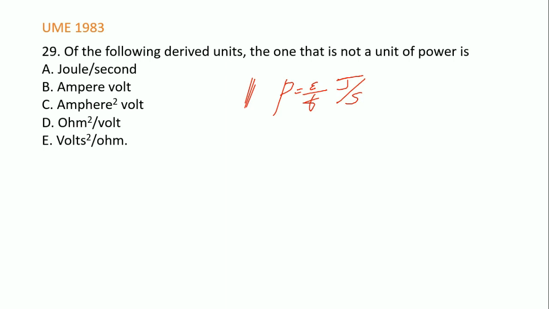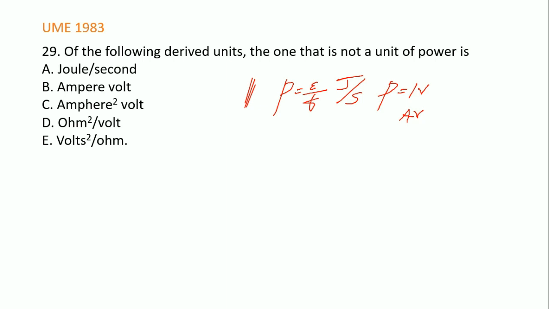Now we also know that from electrical energy, power is equal to IV. And the unit of I, which is current, is ampere, and the unit of voltage is volts. So we've got ampere volt. So the second one, B, is also a unit of power.